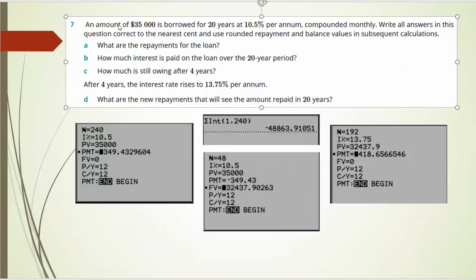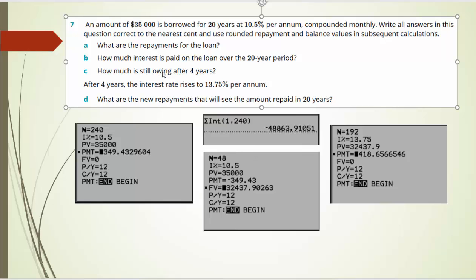Question 7 is where we are going to change the rate of interest halfway through the loan, or sometime during the loan. So we start off with a $35,000 loan, 20 years, monthly, 240 repayments. What are the repayments of the loan? So alpha solve on PMT gives us $349.43. How much interest is paid on the loan over the 20-year period?